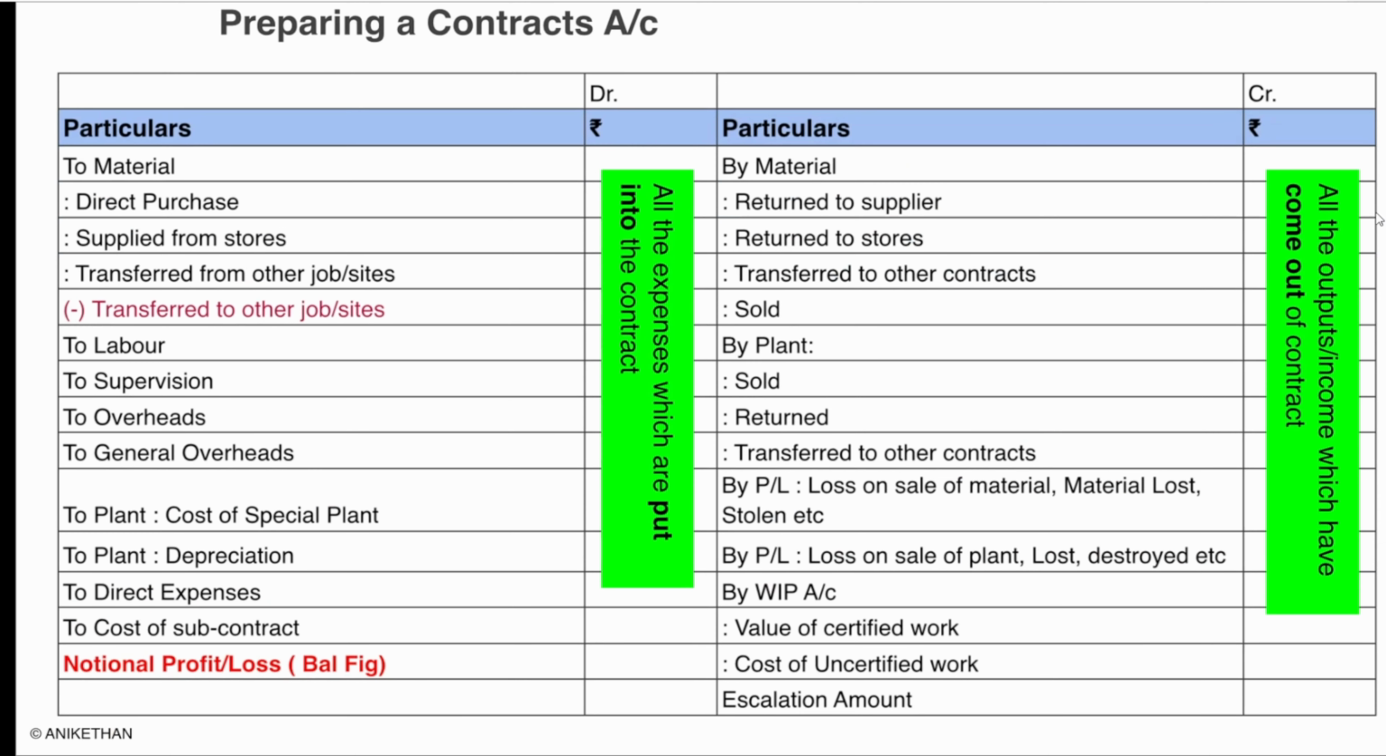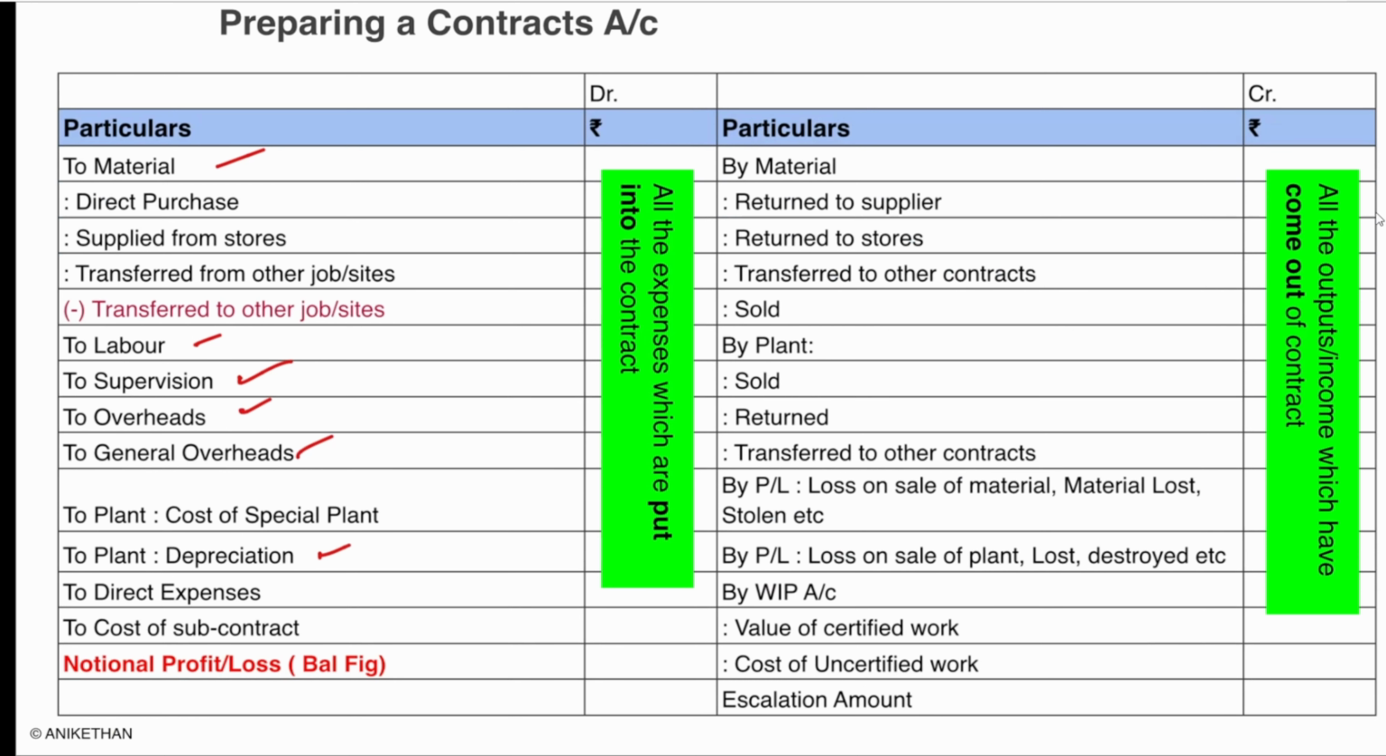So let's understand the pro forma of contract account, how to prepare the contract account. So preparing the contract account is very essential and it is very easy. So when you look at the structure, on the debit side, you have to consider whatever is putting into the contract. When I say putting into the contract, these are all your resources, material, then labor, and all other expenses like supervision, overhead, general overhead. If there are plants purchased, only the depreciation of the plant will be considered. So all of these are nothing but your costs.